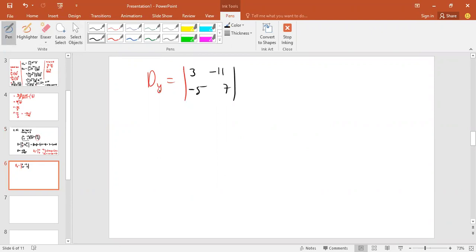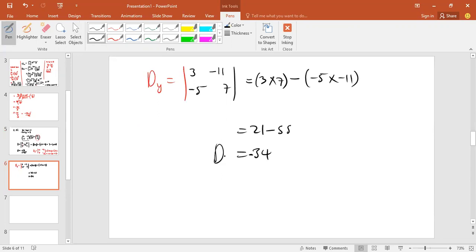So like that, then we'll multiply as per tradition. So it will be 3 times 7 minus negative 5 times negative 11. Then what do we get? We get 21 minus 55. That will give us negative 34, of course, with a negative. So that is our dy.